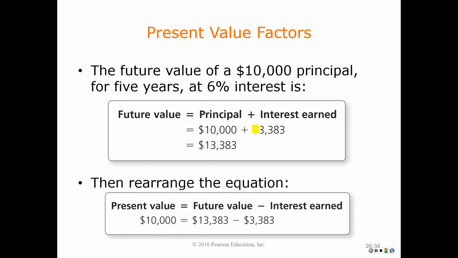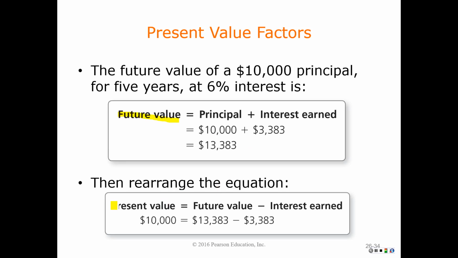So the text has provided this illustration from the table for you. If I want to know the future value, how much money will I have in the future if I invest $10,000 today for 5 years at 6% interest? I can calculate the future value simply by taking my principal plus my interest, which is $13,383. We can rearrange this equation, as your book has said.